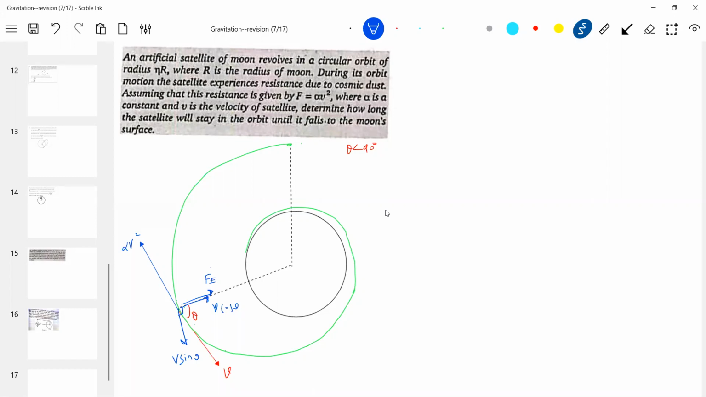And how should the force due to gravity act? Okay, fine. So these are the things here. Now let me resolve the components. Alpha v square cos theta.